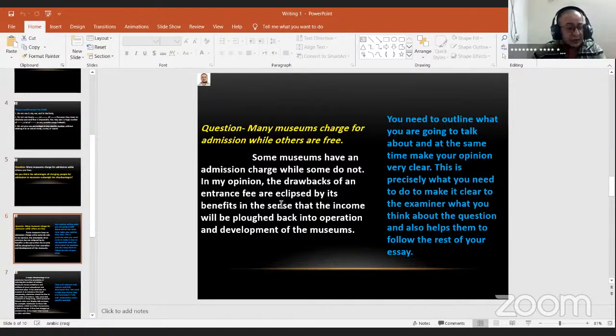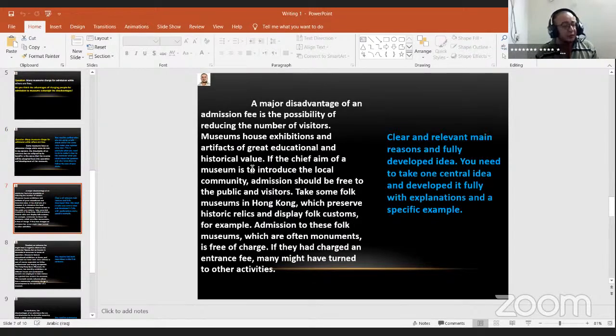Okay, now let's come to the second step. In the second step, we are going to write the body. The body is divided into two paragraphs. One of the paragraphs is to be with your opinion and one to be the opposite of your opinion. How to write the paragraph?